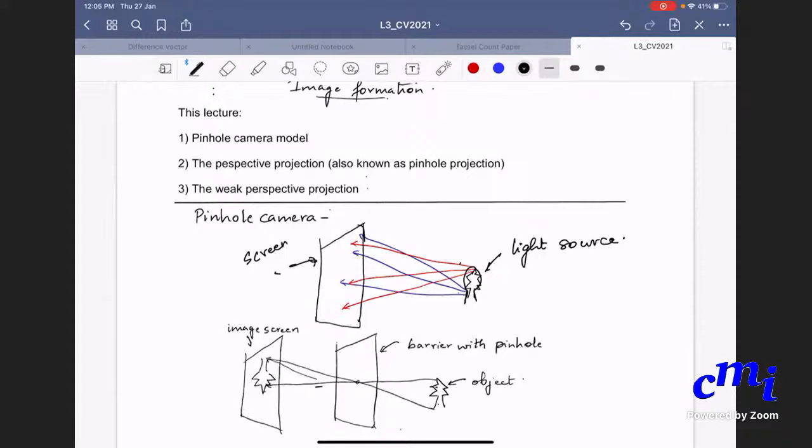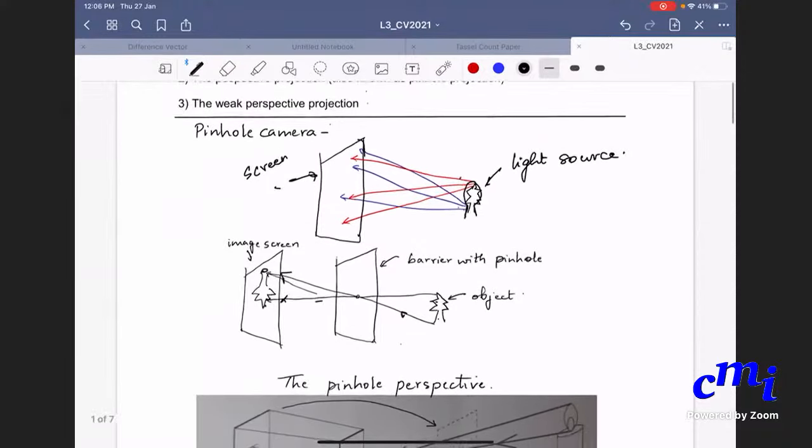From this ray diagram, you can also see the reason why the image is going to appear upside down. Light rays from the top of the object reach, say, here, and light rays from the bottom of the object will reach a point up here. And so the entire object is going to appear upside down on the image screen. This is the idea of a pinhole, and hence of a pinhole camera. So this is what a pinhole camera model means.